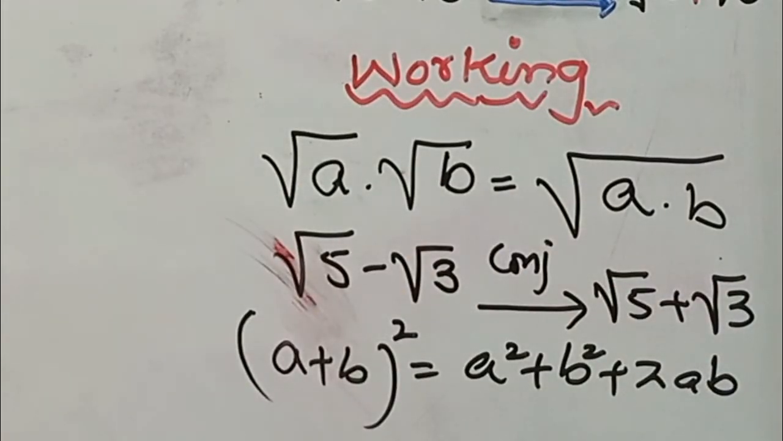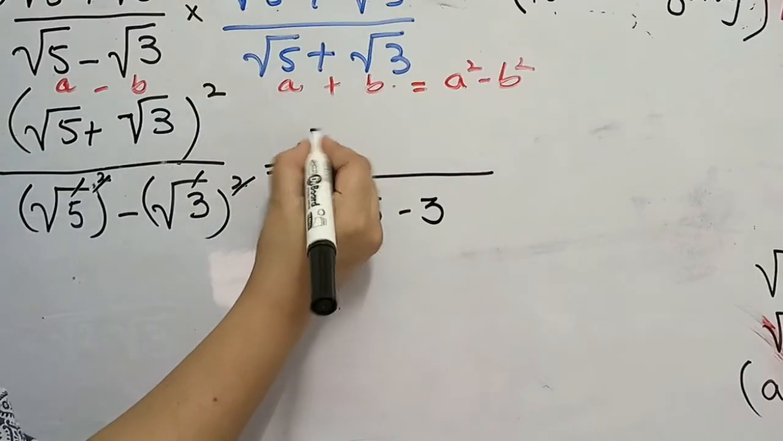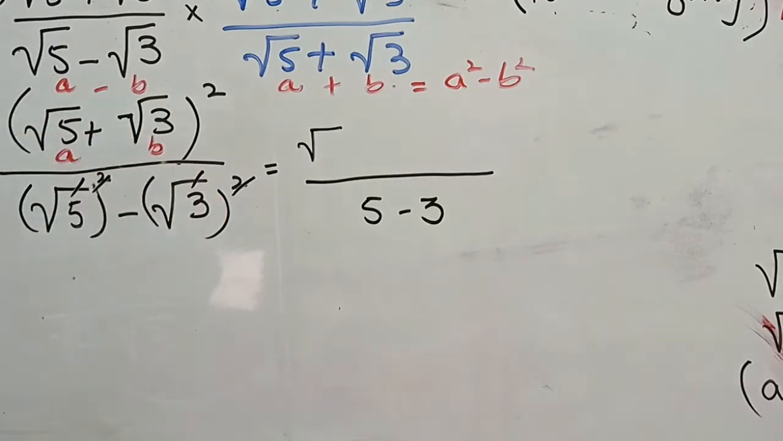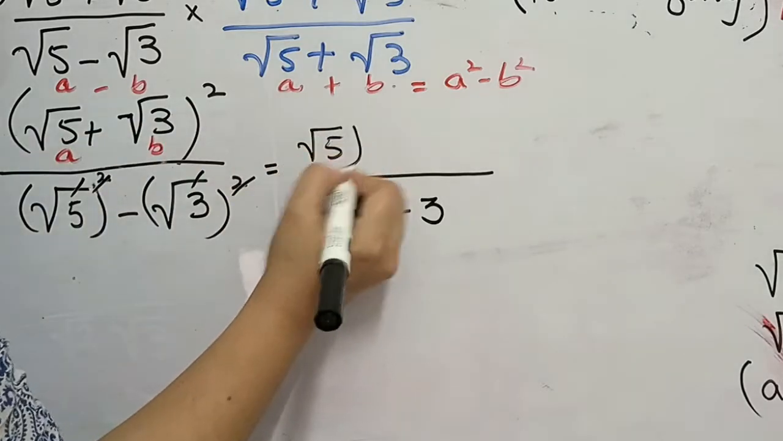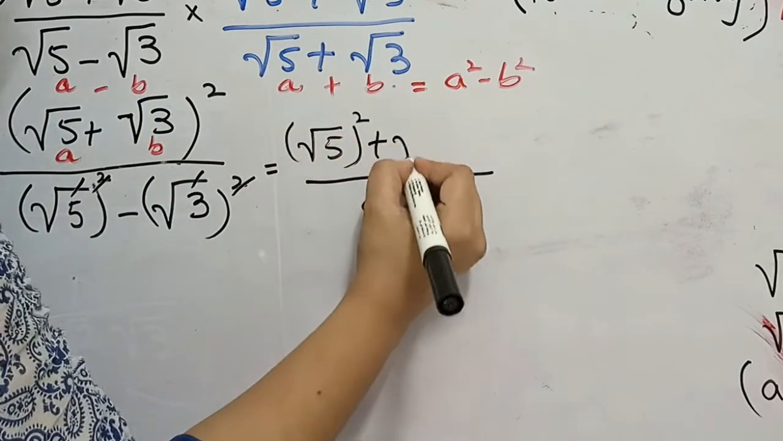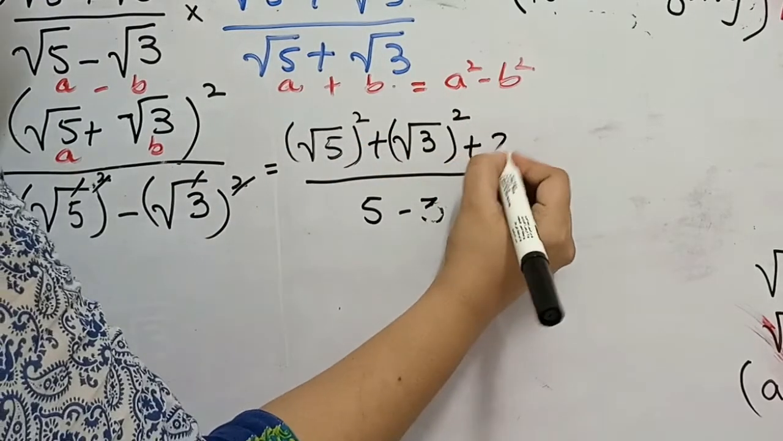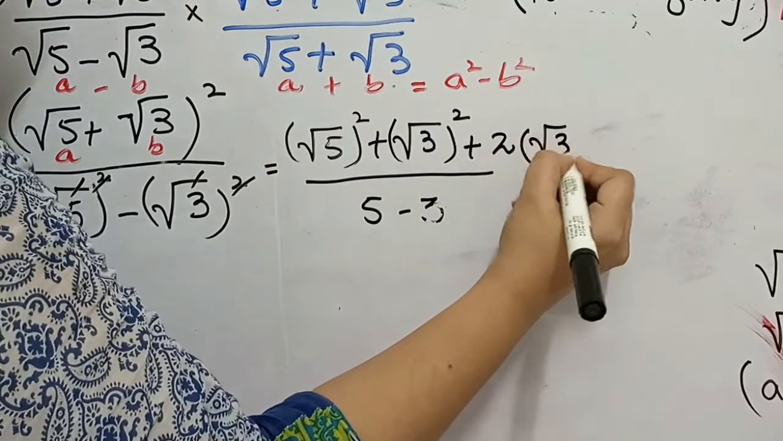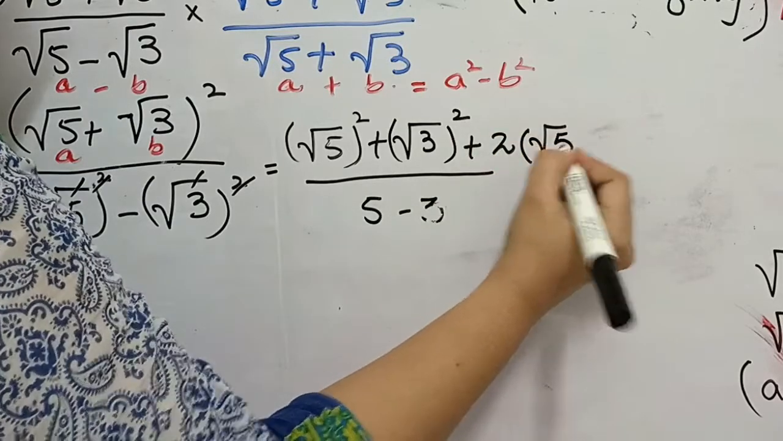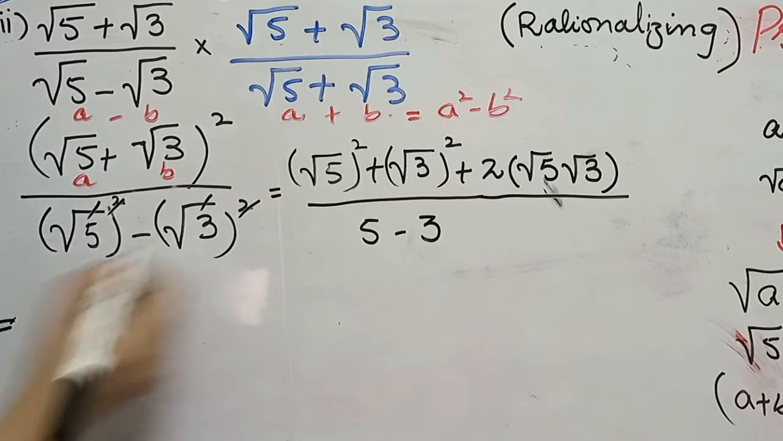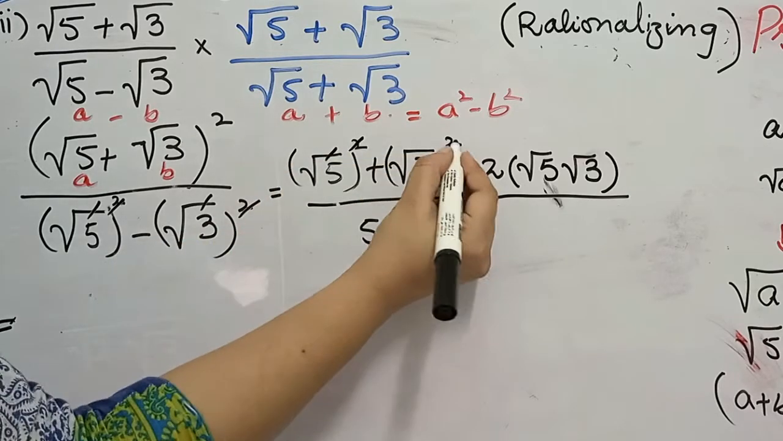Now this is a square, meaning in place of a I have under root 5, and in place of b I have under root 3. So this will be a square plus b square, which is under root 3 square, plus 2 from the formula, a into b.